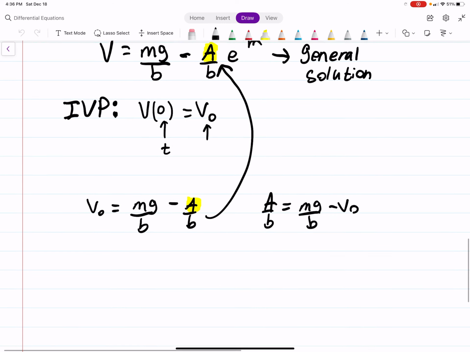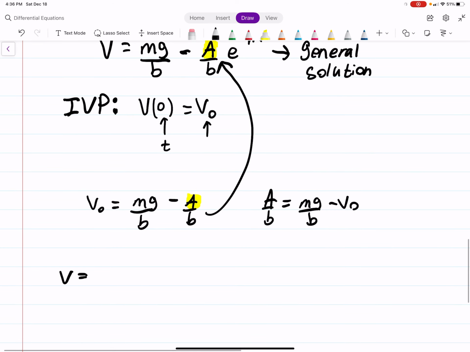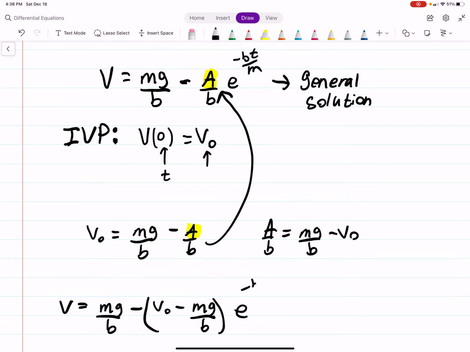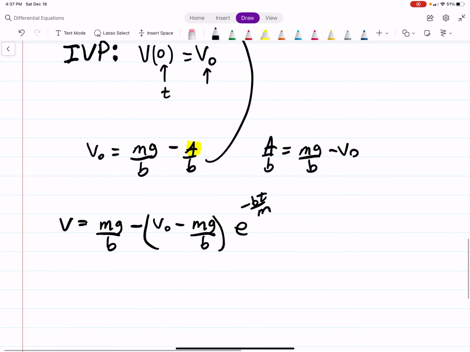You could multiply over by the b, plug it in. I'm going to go ahead and just plug in our values. So you get mg over b minus v naught minus mg over b e to the minus bt over m. Okay? So that's good. This is now no longer our general solution. This is our exact solution. It's exact because it's for this specific initial value.